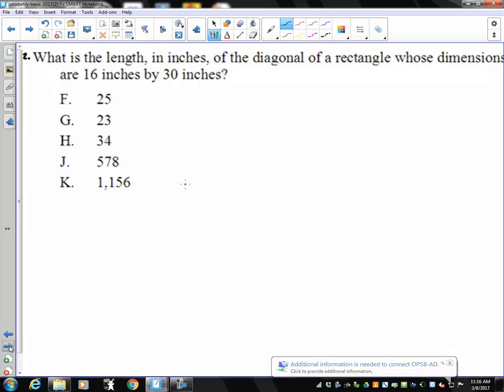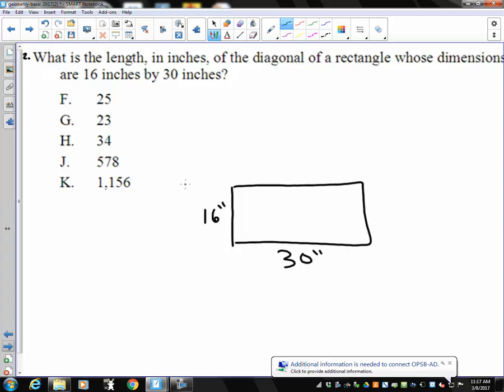Okay, on number 2, it says, what is the length in inches of a diagonal of a rectangle whose dimensions are 16 inches by 30 inches? So let's draw a rectangle. This will be my 16 inches, and this will be my 30 inches. We should all know what a diagonal is. A diagonal runs from one vertex to the opposite vertex. So that would be a diagonal. Since a rectangle forms 4 right angles, we can just use the Pythagorean theorem.